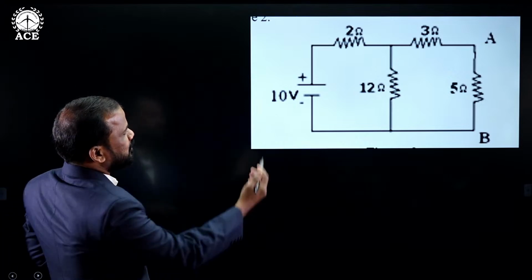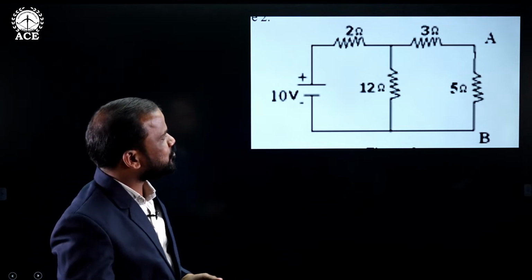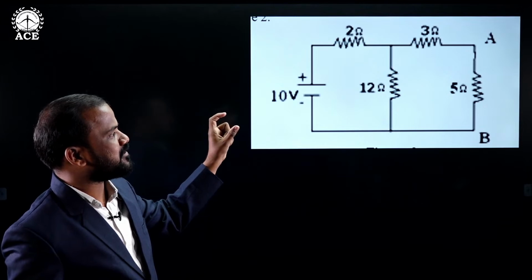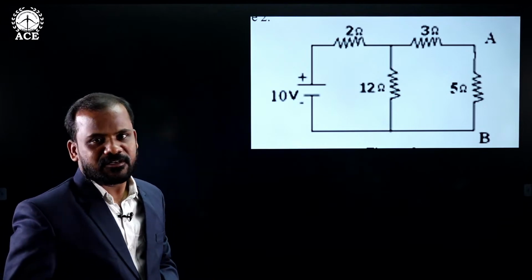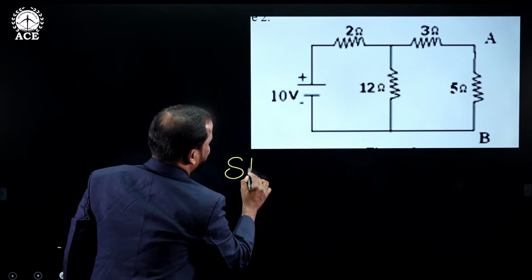Now we need to get that particular response by using Norton's theorem. We already discussed the procedure. What is the procedure? First, identify the load resistance in the given network and disconnect it from the network. Now, if we disconnect that, step number 1 for example.